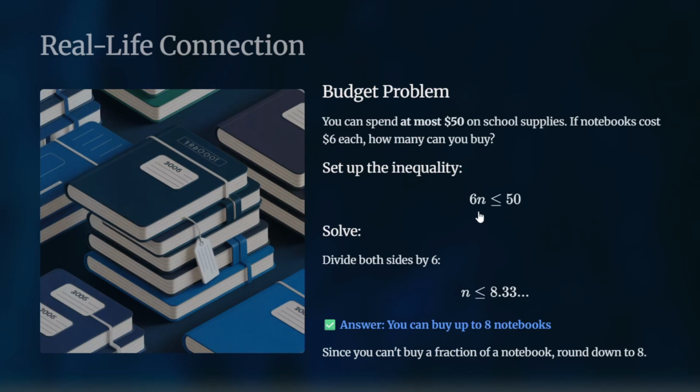So in order to solve for n, you must divide both sides by 6. So n is less than or equal to 50 divided by 6, which is 8.33. So since you can't buy a fraction of a notebook, you can round down to 8. So in this case, you can buy up to 8 notebooks. 8 times 6 is 48, so you would still be under budget.